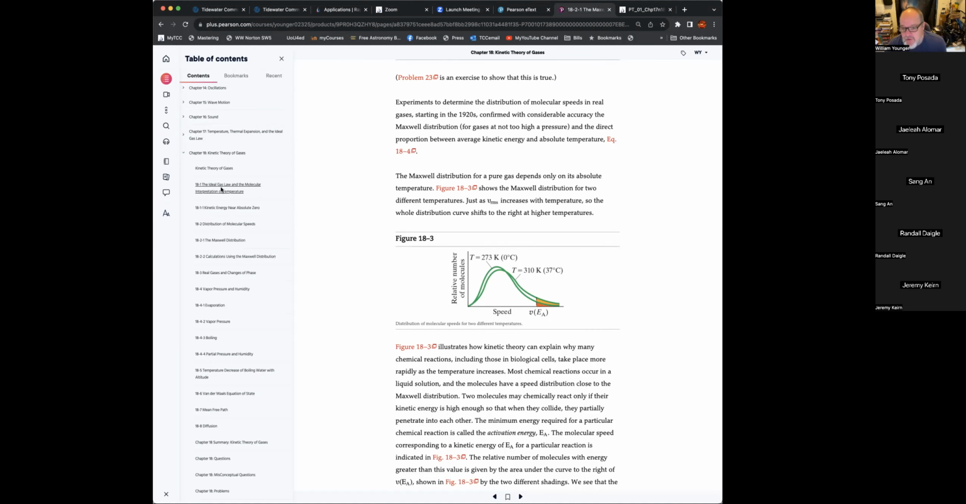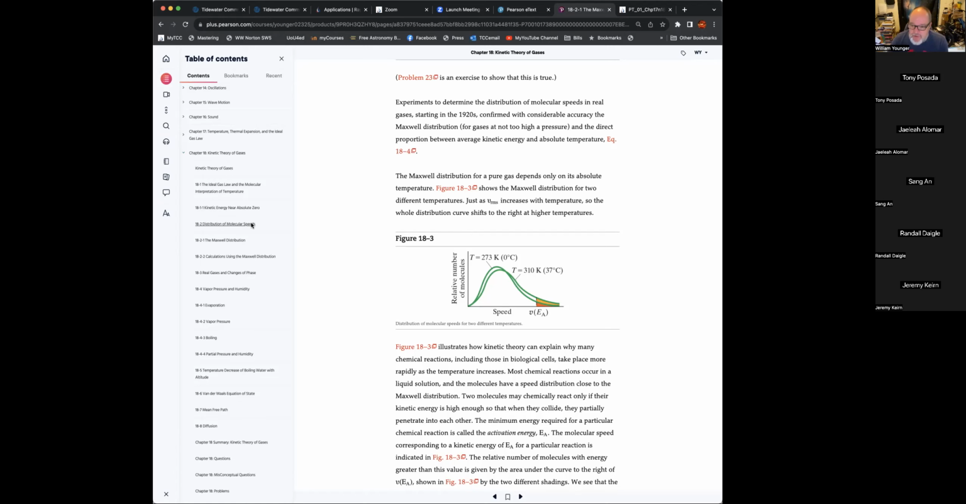K average is equal to 3/2 k_B T. That's the Boltzmann constant times T. And then use that to realize that the average kinetic energy is 1/2 times the mass of the molecule times v squared bar. That's the root mean square velocity, or v squared bar, I should say. So those things all in this section right here, 18.1, are completely fair.